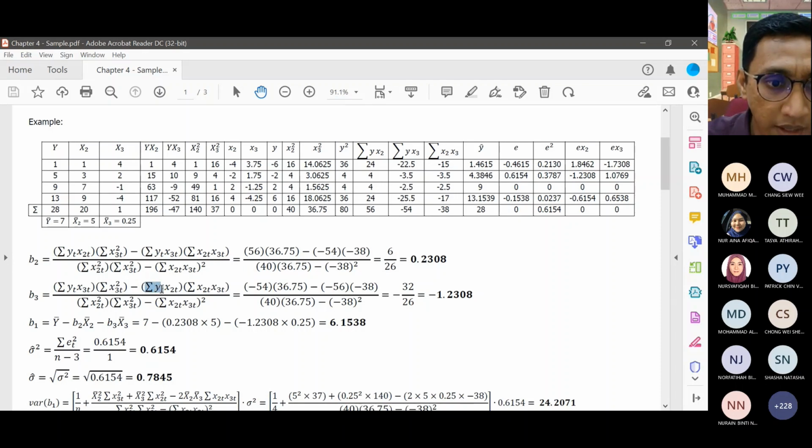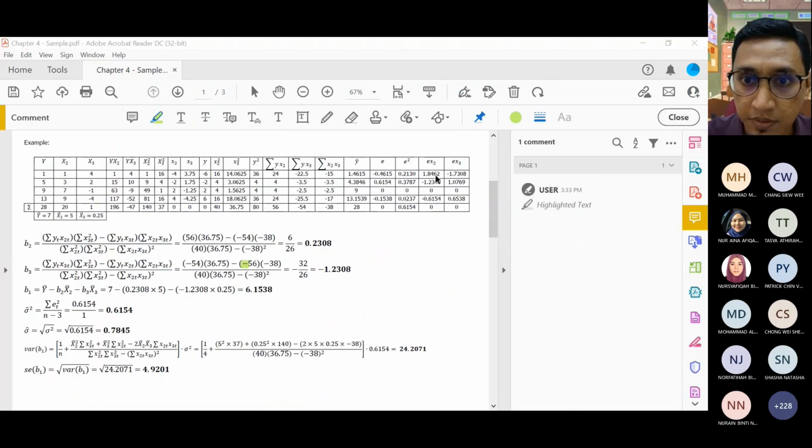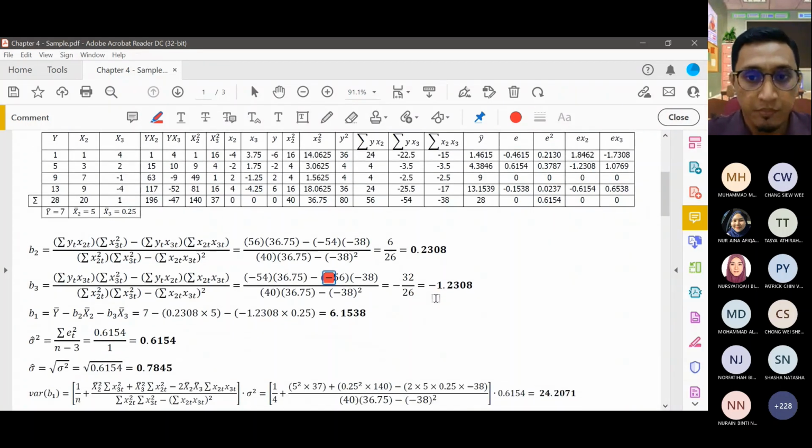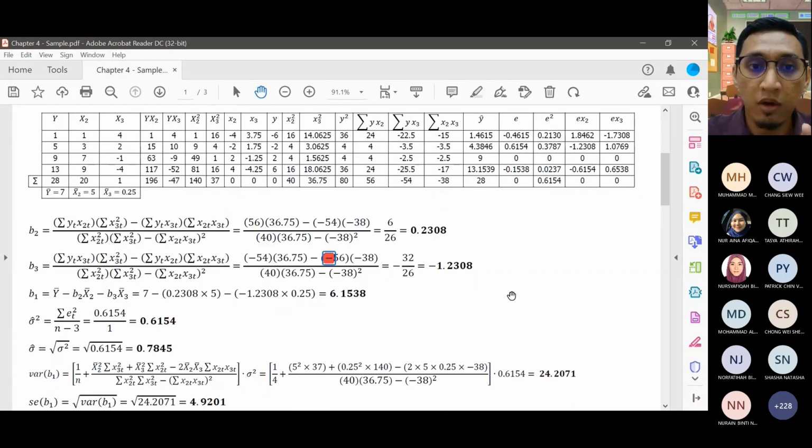the sum of y times x2. This is a typo. This is supposed to be 56. It is not a negative 56, but a 56. Sorry for that mistake. Let me correct that first. All right. Put an error sign there. Okay. So that is another good thing about drawing a table. It is easy for you to locate any miscalculation.